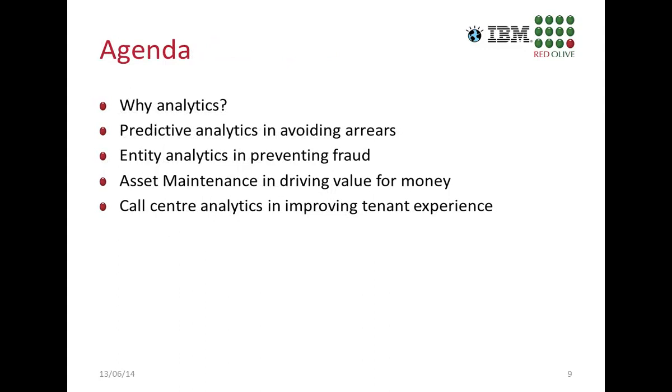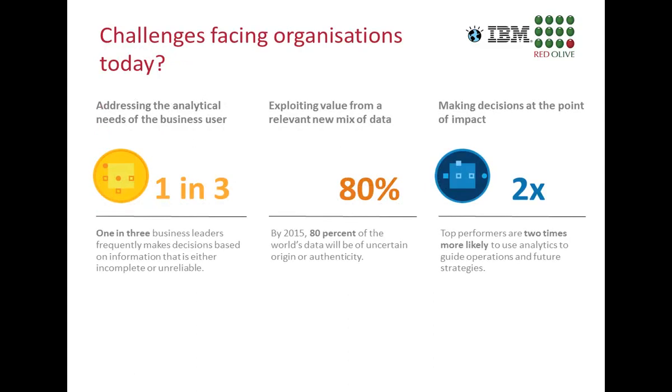So what are we aiming to cover today? Well, first a quick introduction to analytics as a whole, then how to avoid arrears, particularly in light of the increased risks we've mentioned already as being caused by universal credit. Still on a financial theme, we'll move on to fraud prevention, and then switch to look at driving value for money and reliability from predictive asset maintenance. And then finally, we'll look at the value that you can obtain from combining that maintenance data with contact center call details. Thank you, Jefferson.